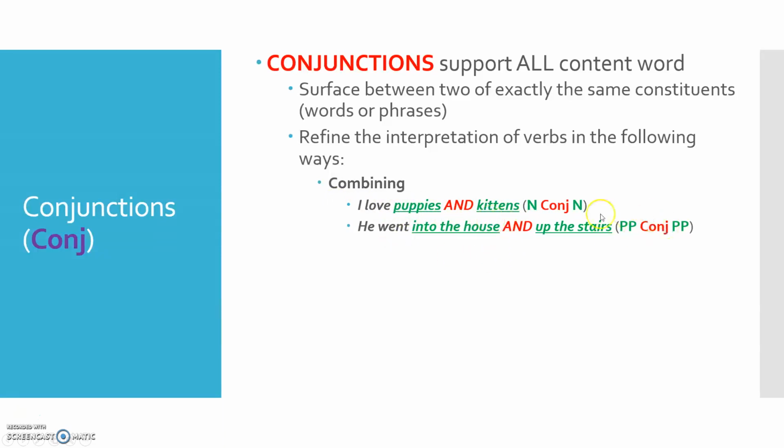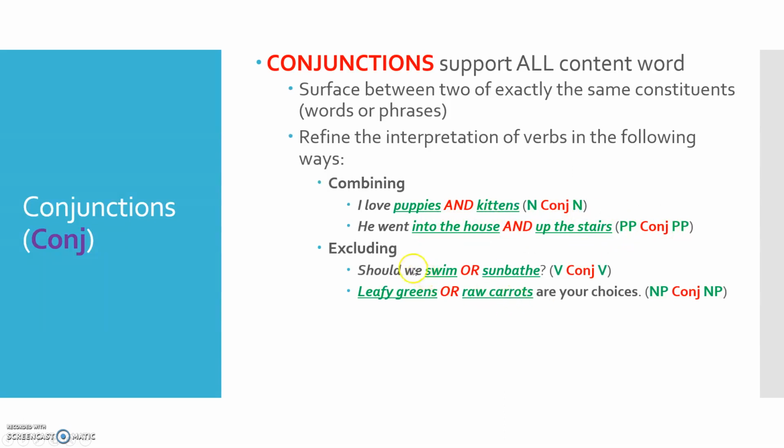He went into the house and up the stairs. Here we've got two preposition phrases being conjoined. We could move over to the conjunction or, where now you're kind of excluding one option or the other. So swim or sunbathe, where two verbs are being conjoined. Leafy greens or raw carrots, two noun phrases are being conjoined together.